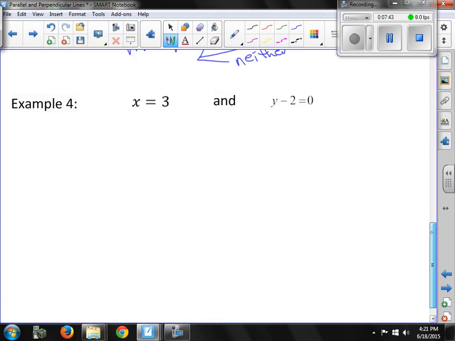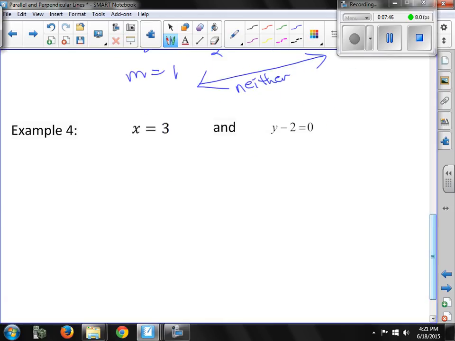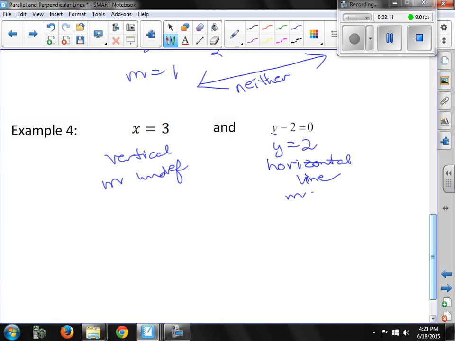Okay, this one last example. This does not have a y in it. It's only one variable. So I know this is a vertical line, and its slope is undefined. Well, if I solve for y here, y equals 2. There's no x in it, so I know this is a horizontal line. The slope of horizontal lines is always 0. Now, when I compare these two, since one is vertical and one is horizontal, they are perpendicular.